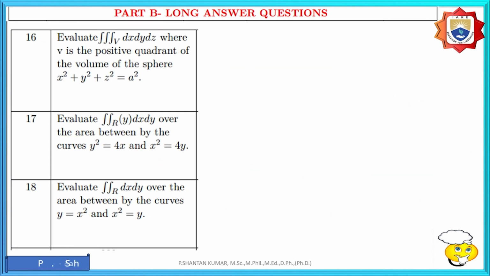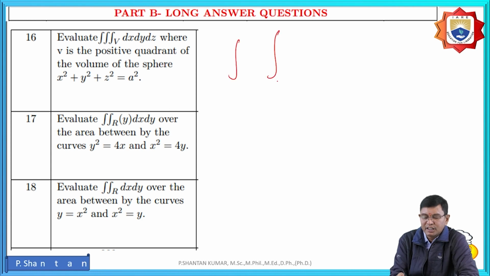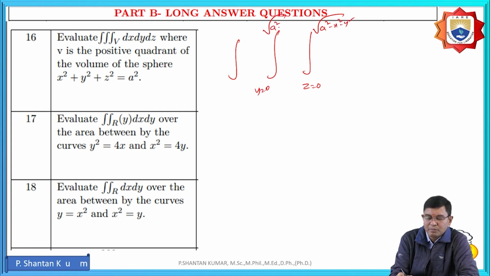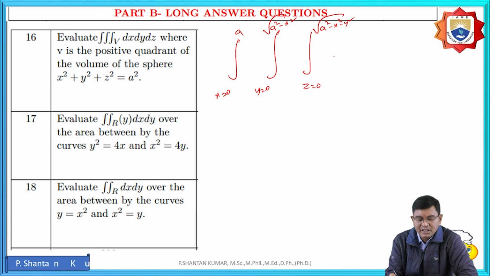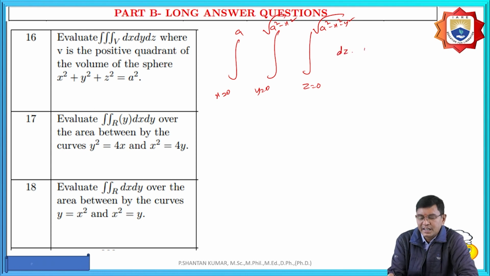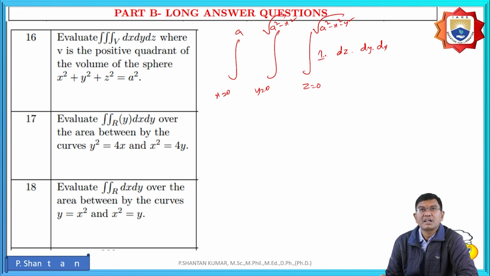Here also positive quadrant, that is nothing but we need to take the three variables: z is equal to 0 to root of a square minus x square minus y square, and y is equal to 0 to root of a square minus x square, and again x is equal to 0 to a. It is like a sphere only. You need to find out dz, and again dy, and also dx. Here the function is one only, we need to assume the conditions.